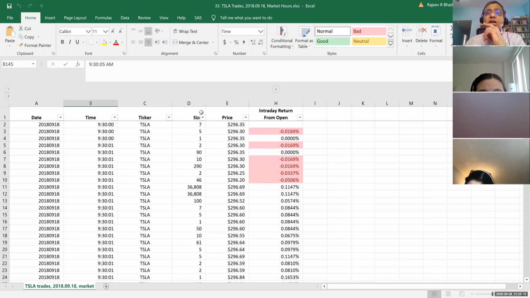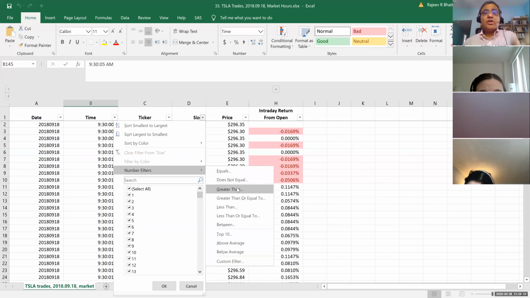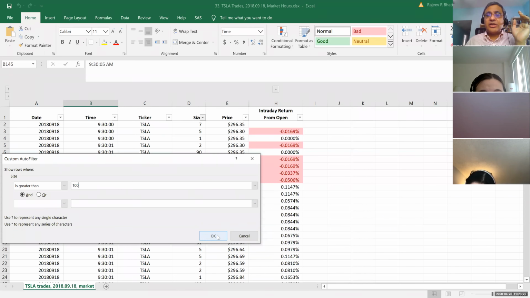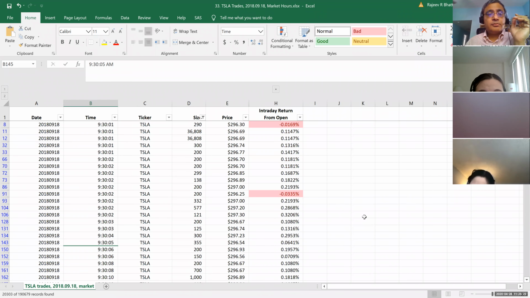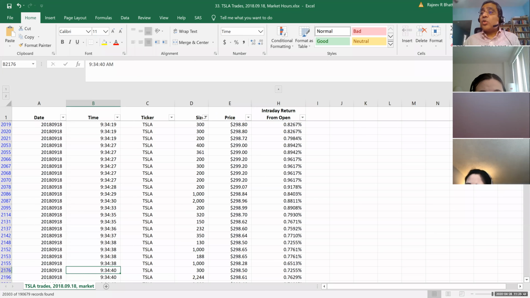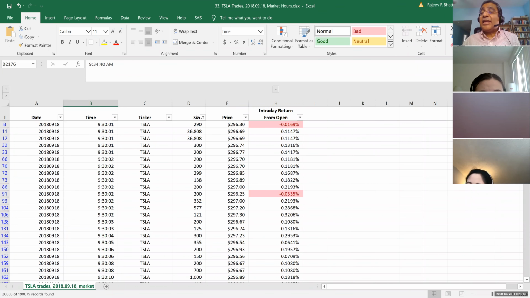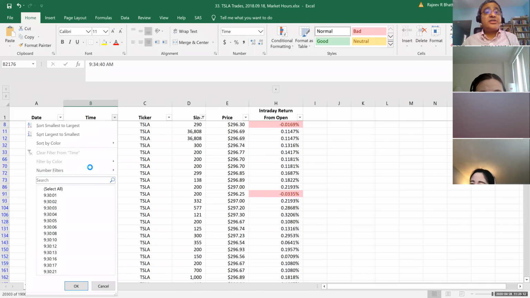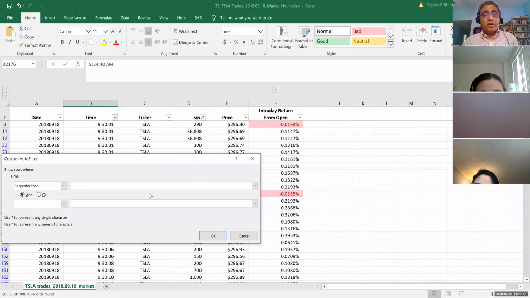To make our lives easier, small trades don't have a lot of information in them. So let's restrict ourselves to trades that are greater than 100. As we can see, it goes down as the market goes on. Going back to that Bloomberg article, the article came out at 11:42. So let's see what happens. Let's restrict our attention to after 11:40.